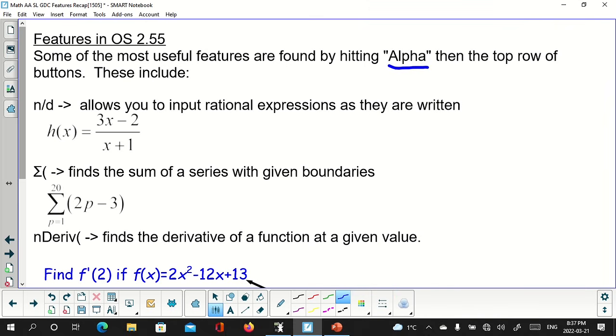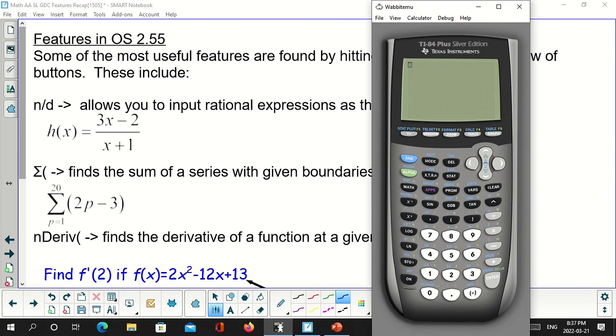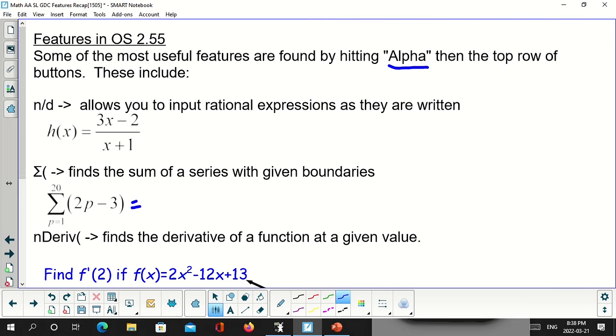Another thing that's pretty helpful is this sigma notation. If I press alpha and then I hit window, there's a sigma under number 2. If I wanted to evaluate that summation, in the question it says p equals 1, I'm going to have to say x equals 1. So from 1 to 20 of 2x minus 3, and just hit enter. And it works it out for me. Pretty slick.